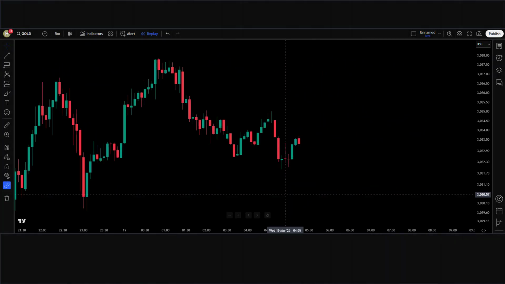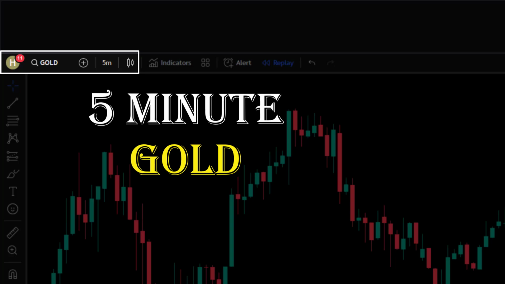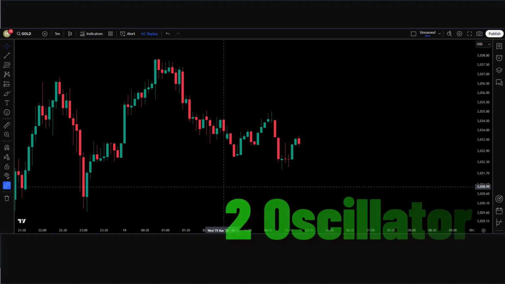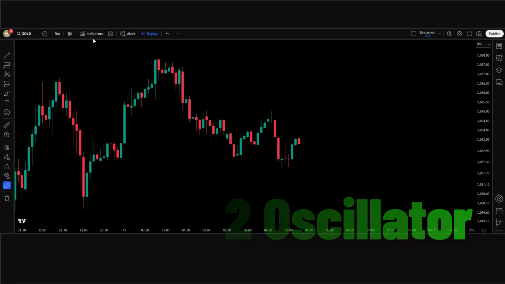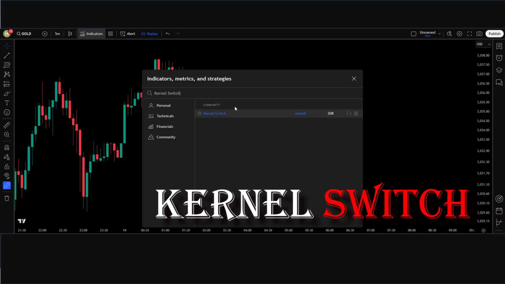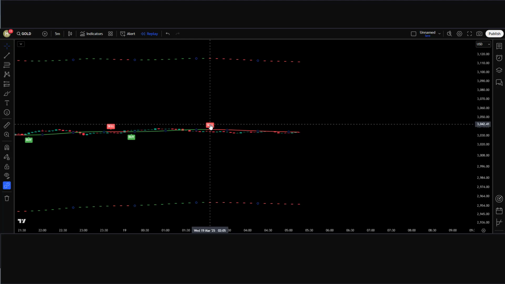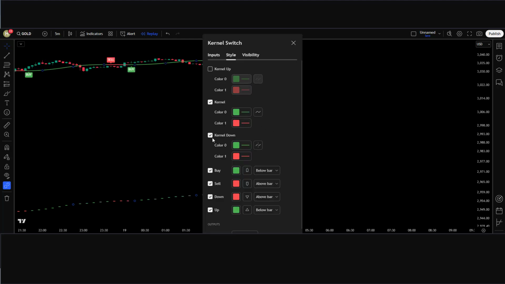So let's get started. Now let's create a trading setup. We are going to test this strategy on the 5-minute timeframe and gold chart. In this setup we would require two oscillators. The first indicator name is Kernel Switch. Keep the indicator setting as I have shown here.